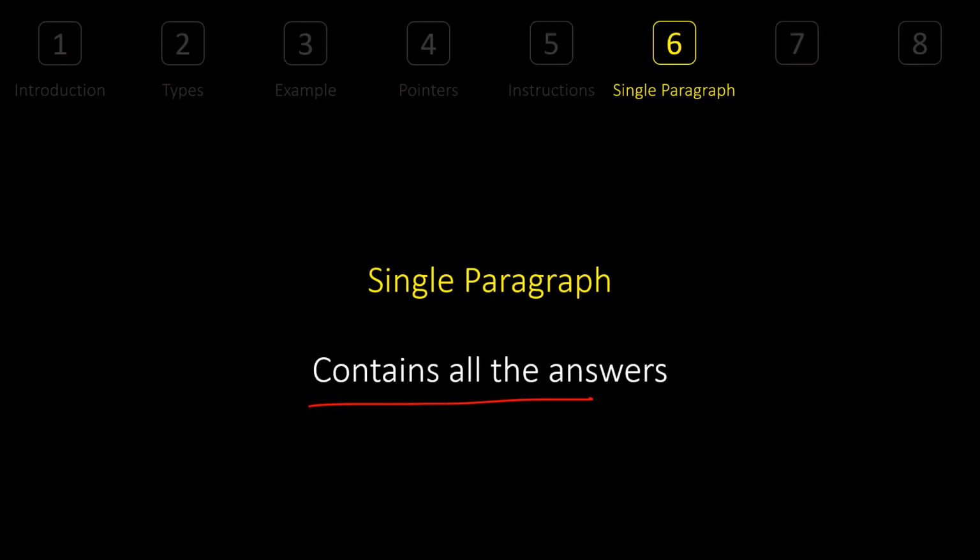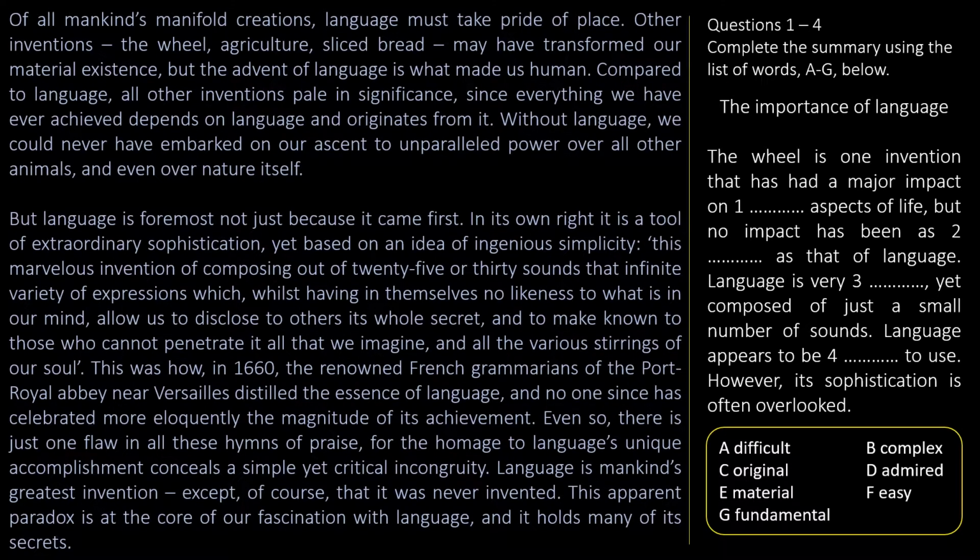We will see how they contain all the answers. Look here, we have a starting and an ending. If we connect the first sentence, the wheel is one invention that has had a major impact on something. Now, I'm not asking you to find the answer first. I'm asking you to find where the answer is taken from. Is it paragraph 1 or paragraph 2?